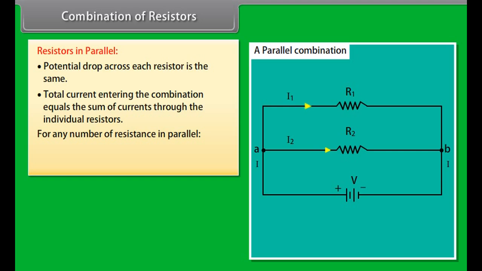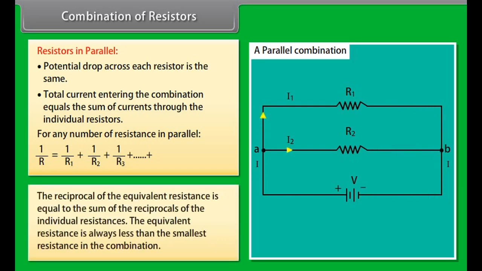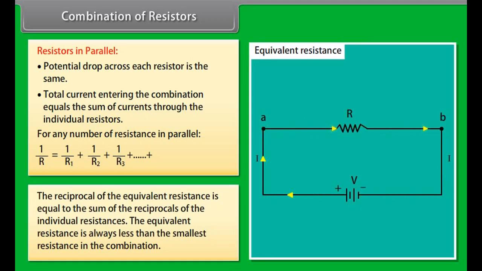For any number of resistances in parallel, 1/R is equal to 1/R1 plus 1/R2 plus 1/R3 and so on. The reciprocal of the equivalent resistance is equal to the sum of the reciprocals of the individual resistances. The equivalent resistance is always less than the smallest resistance in the combination.